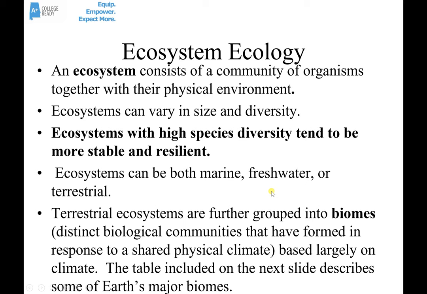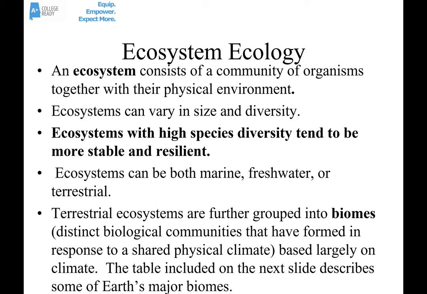Today we're going to talk a little bit about ecosystem ecology. So an ecosystem consists of a community of organisms together with their physical environment. Ecosystems vary in size and also diversity. Ecosystems with higher species diversity tend to be more stable and resilient, meaning they're better able to come back after some kind of natural disaster or disturbance.